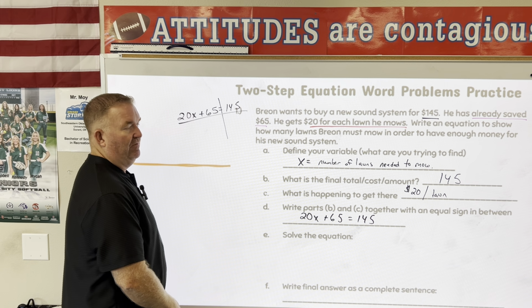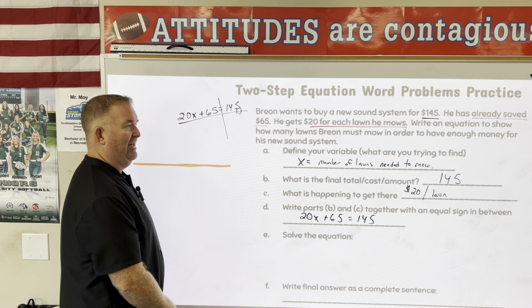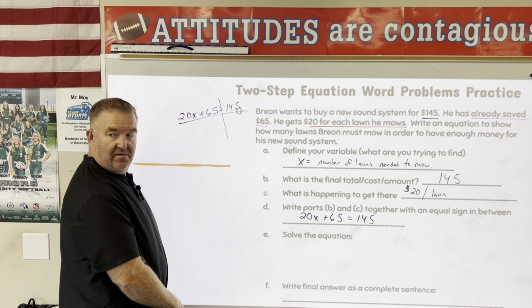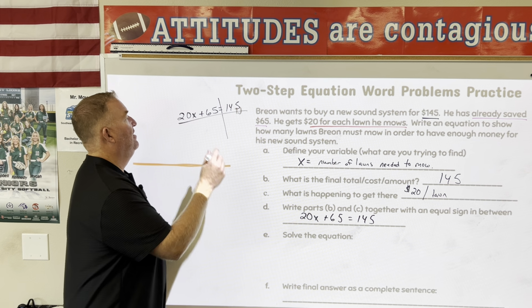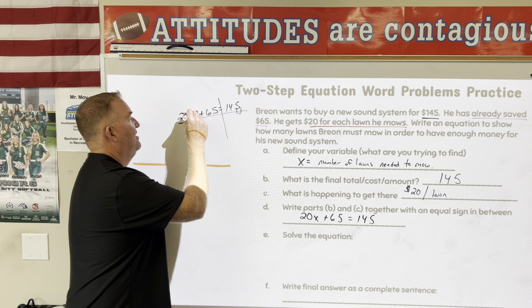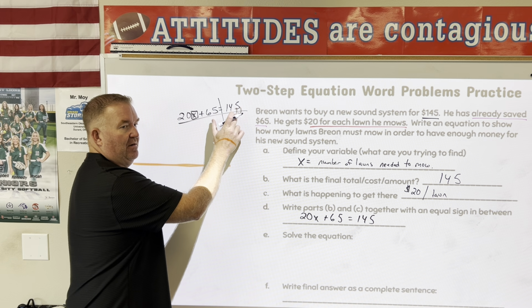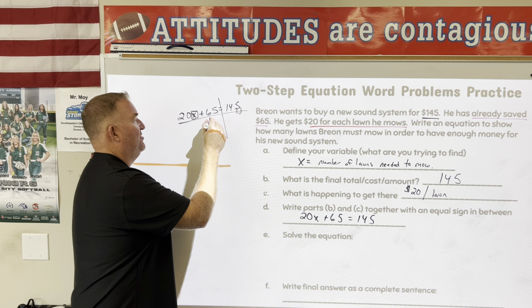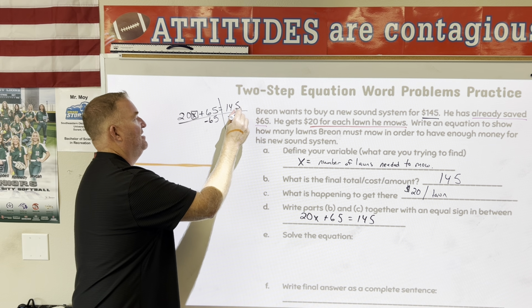Well, that's numbers right, letters left. Okay, I get that. But there's only one letter, so what letter am I solving for? X. So can I move the 65 to this side? So positive 65 becomes a what, guys? So I'm going to subtract 65 from both sides.